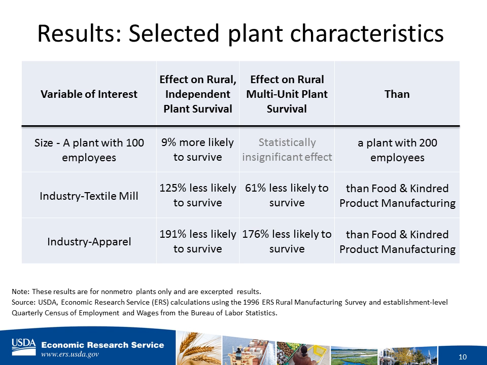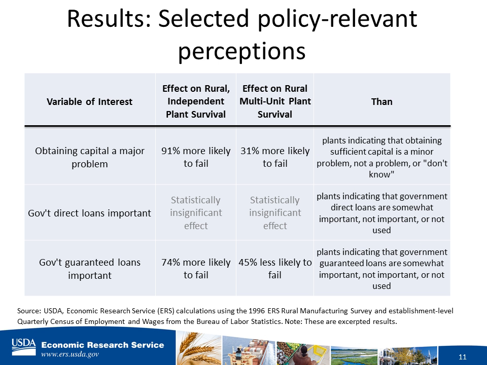None of the other manufacturing industries had a significant difference in survival compared to food, but textile and apparel really did. So that was kind of an interesting finding. Again, these are not all the findings. There's more findings in the paper, but these are just the findings I wanted to highlight. Okay. My third and final results slide.